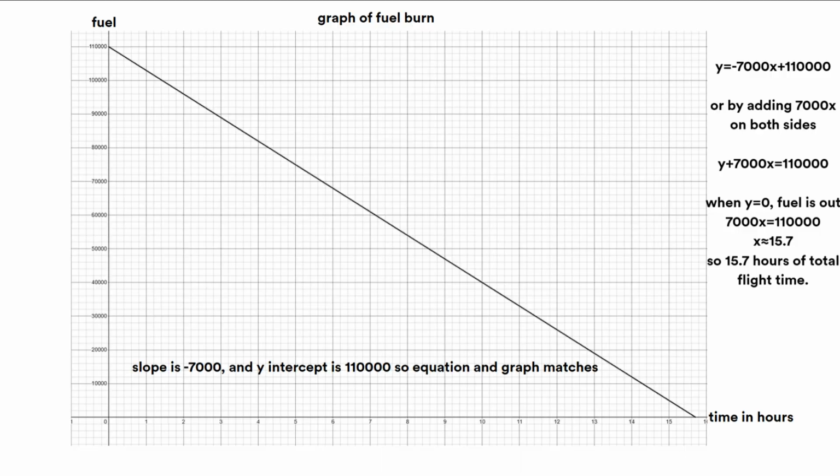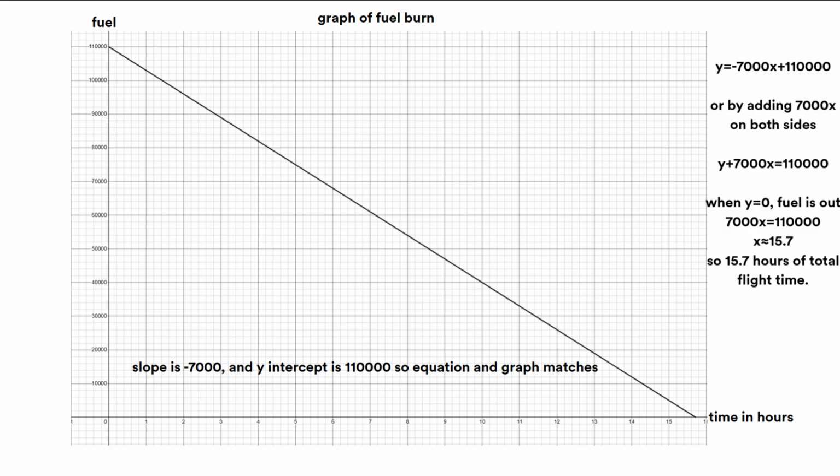Here is another example of linear equations in aviation. Here is the fuel burn graph of a 777 aircraft. It has 110,000 kilograms of fuel in total, and every hour it burns 7,000 kilograms of fuel. This can be written in slope-intercept form as y equals negative 7,000x plus 110,000, or by adding 7,000x to both sides, we can write it in standard form as y plus 7,000x equals 110,000.